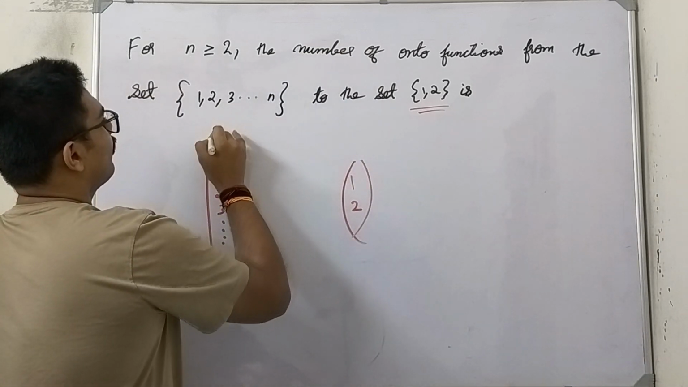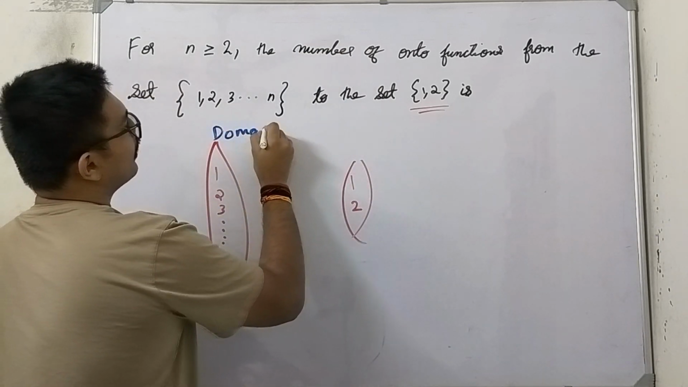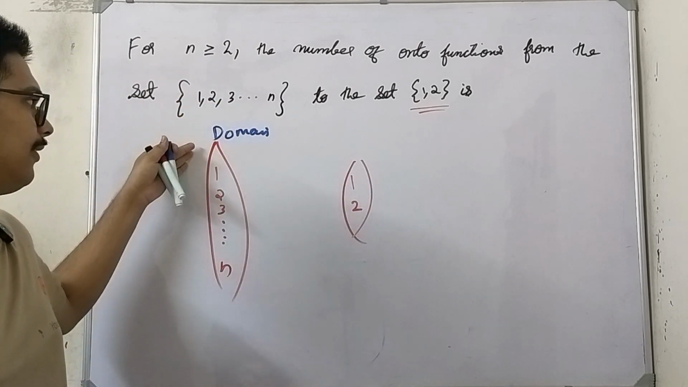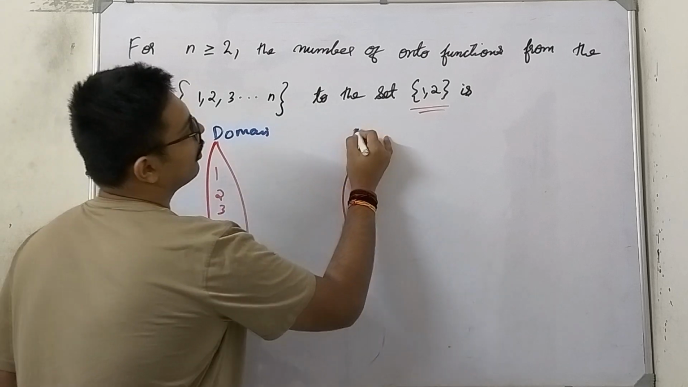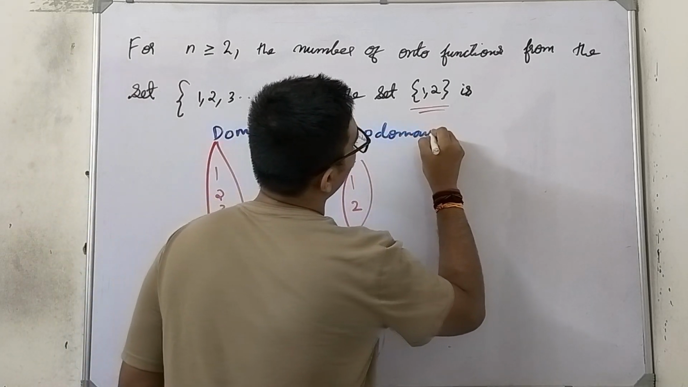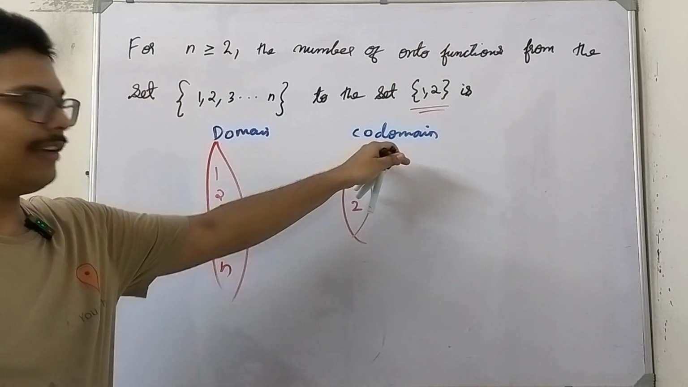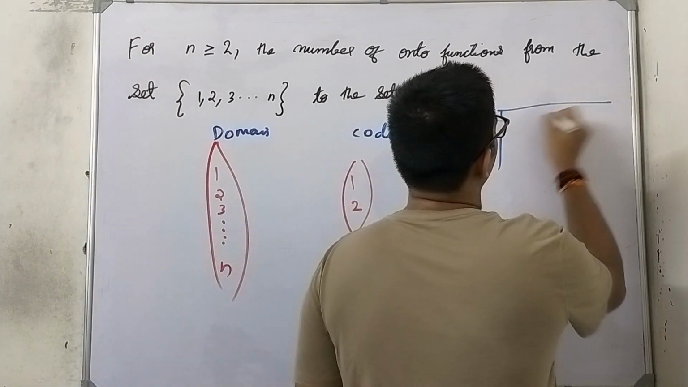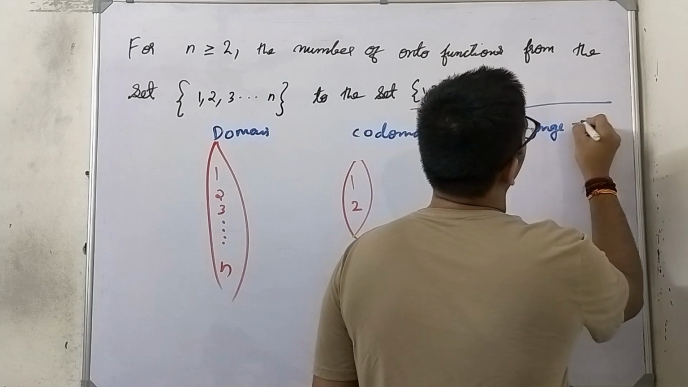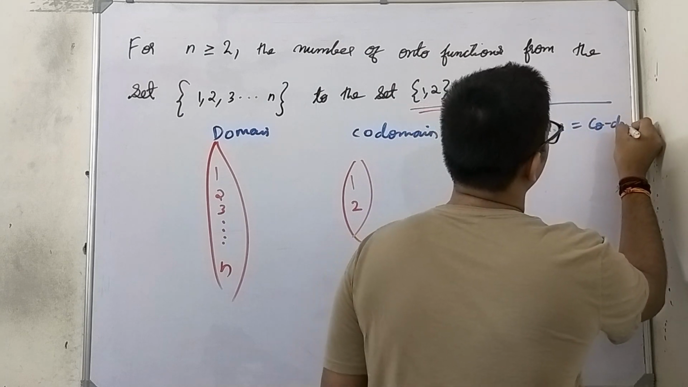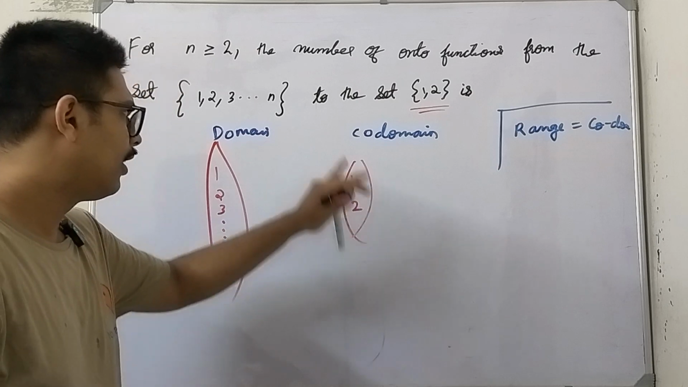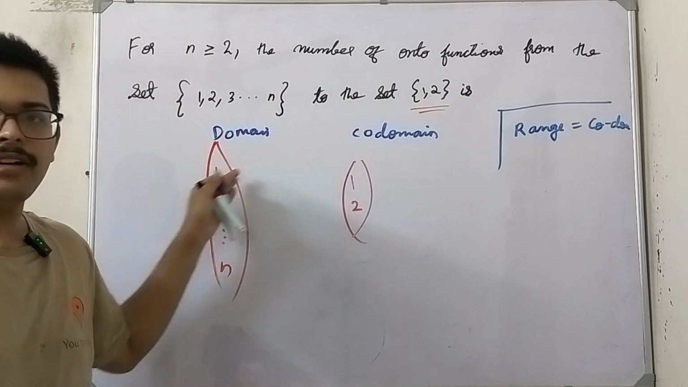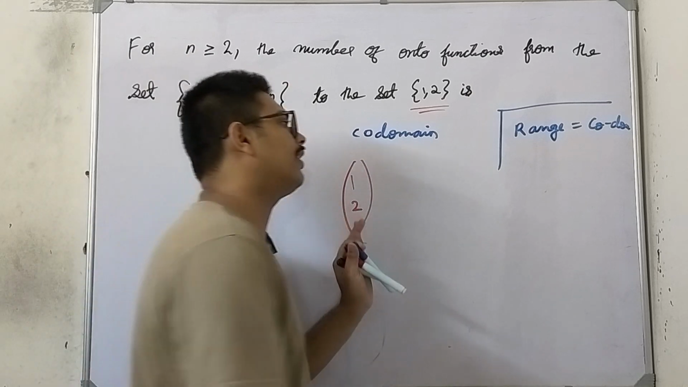The set of all input values is called the domain, and the function maps from the domain to its codomain. Now, if you want to call a function an onto function, there are two conditions. One condition is range equal to codomain. That's one definition. Or all the values in the codomain should have a pre-image in the domain. You can use either definition.